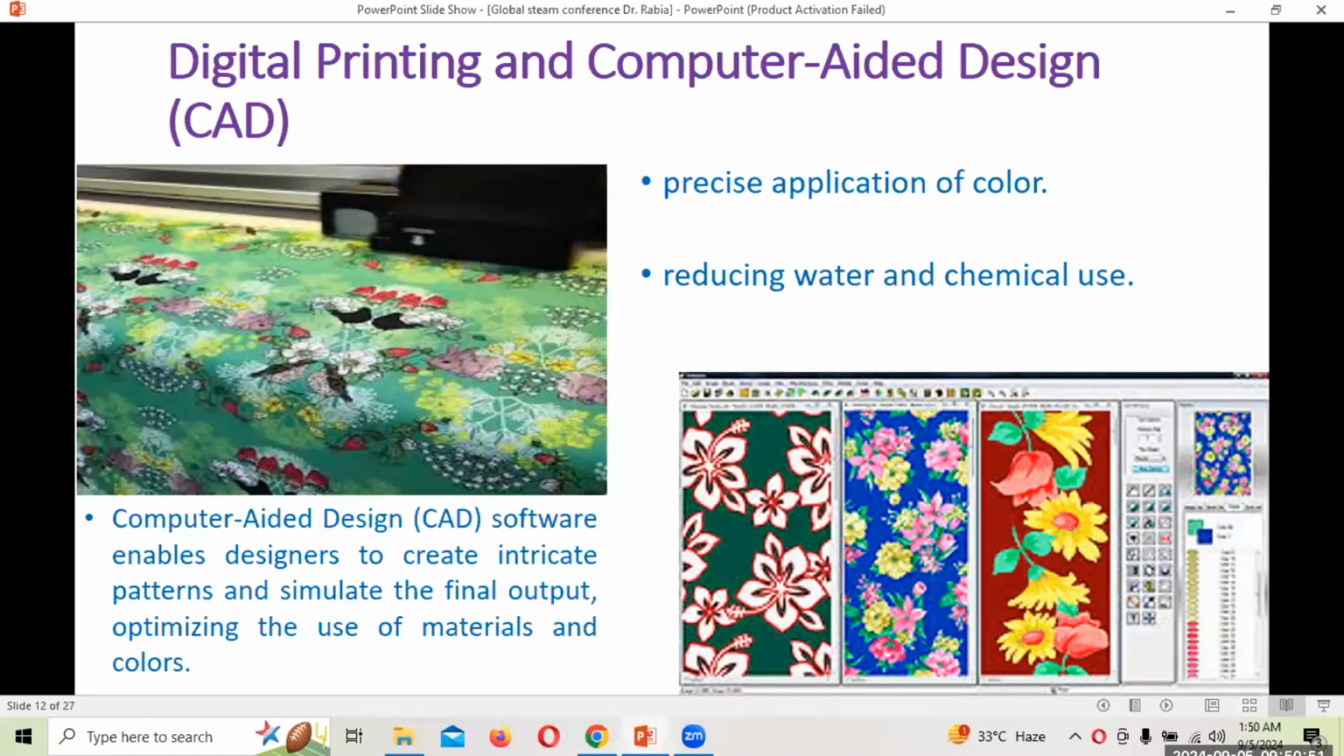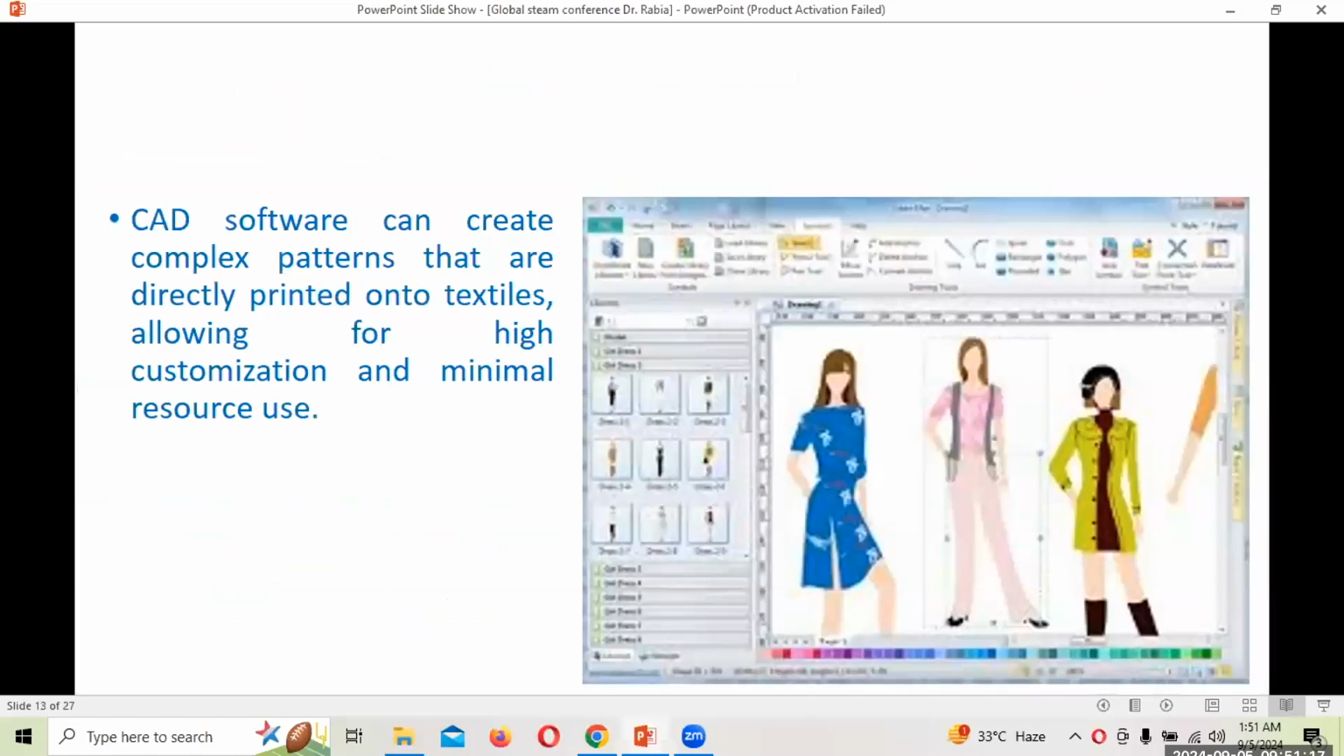So this is the green technology where digital printing uses the specific amount of color to dye or print the fabric, and there is no wastage. Plus computer aided design is software where we can use different designs and patterns, see how they will look on the fabric, and also demonstrate how they will look on different persons without any wastage.